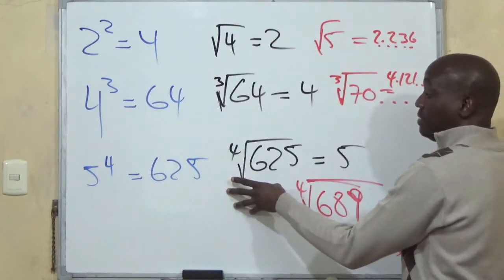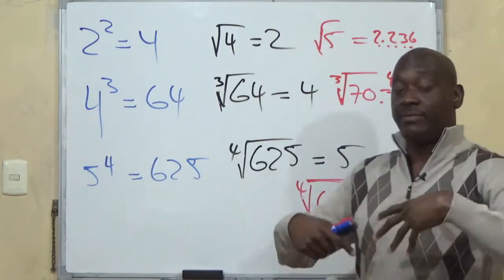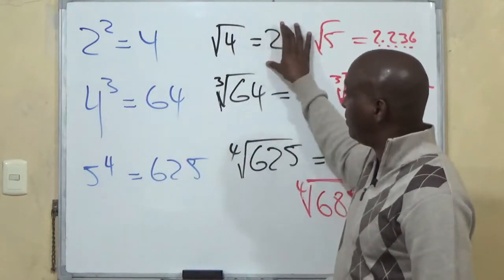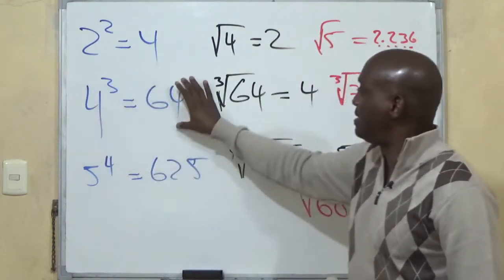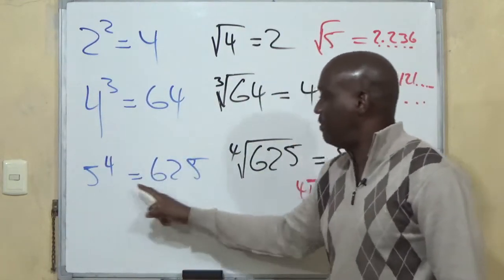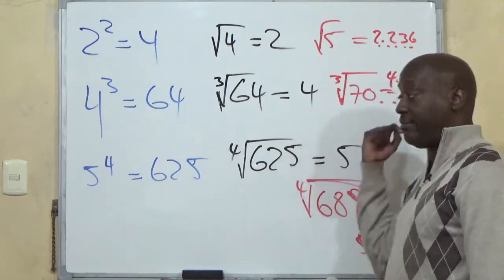Exact roots derived from what I like to refer to as perfect powers. Right? 2 squared is 4, so the square root of 4 is 2. 4 cubed is 64, so the cube root of 64 is 4. 5 to the power of 4 is 625, so the fourth root of 625 is 5.